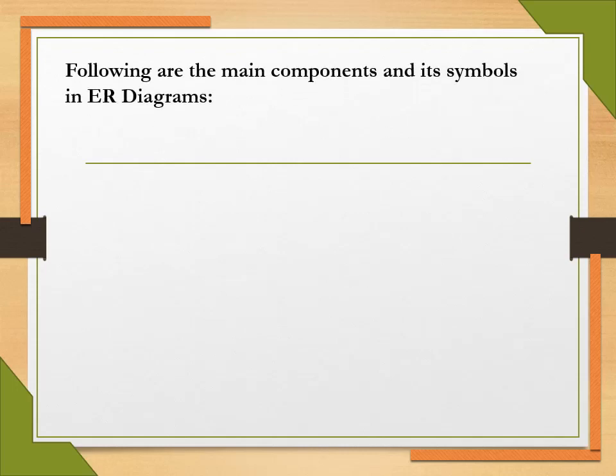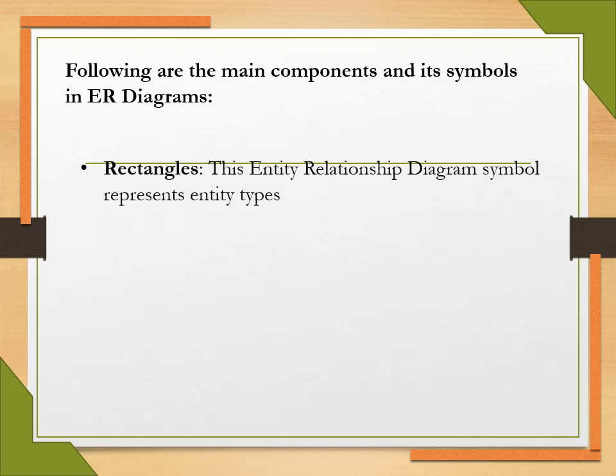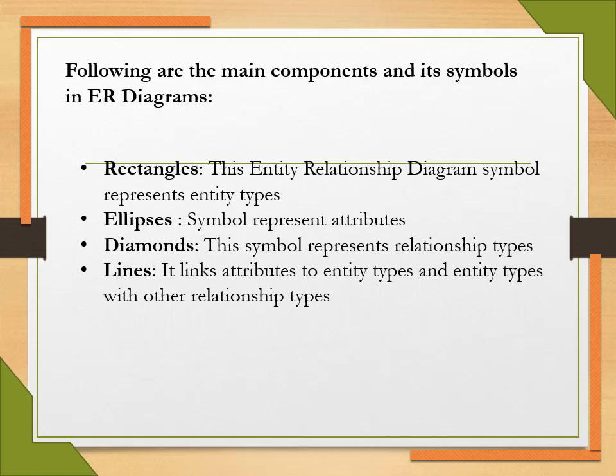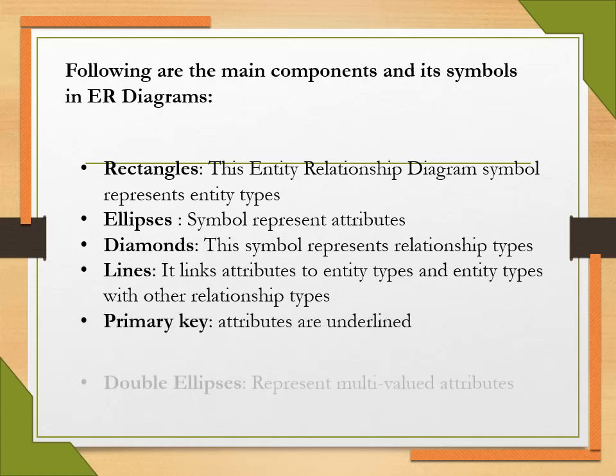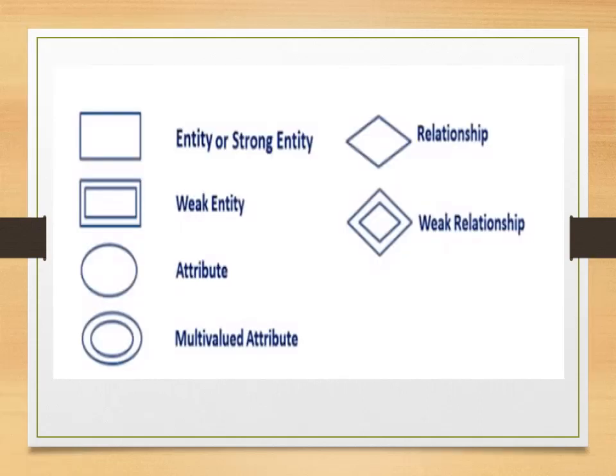Following are the main components and symbols in ER diagram. Rectangle. This entity relationship diagram symbol represents entity types. Then ellipses symbols represent attributes. Diamonds, this symbol represents relationship types. Then lines, they link attributes to entity types and entity types with other relationship types. Primary key attributes are underlined. Double ellipses represent multi-valued attributes. So as we see in this picture, they have different shapes.